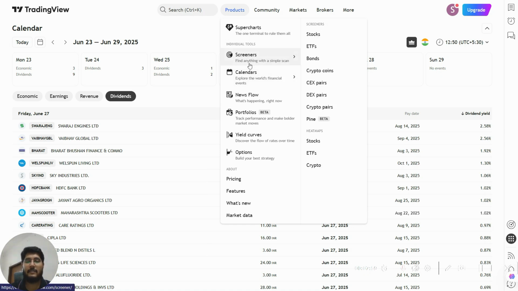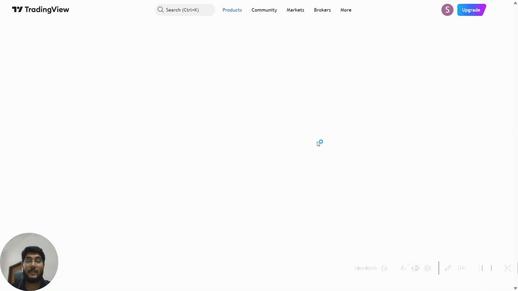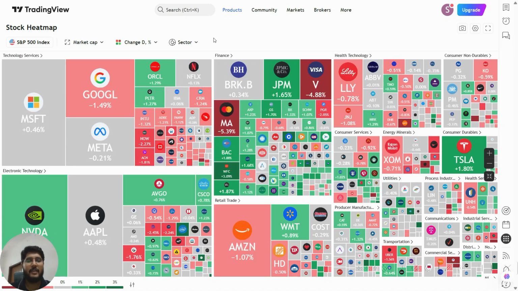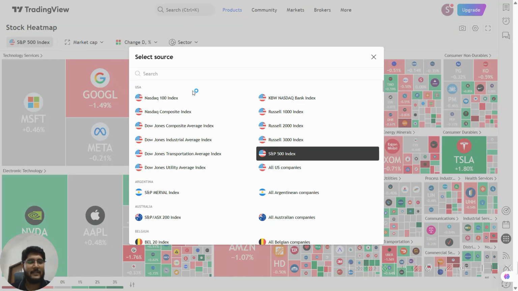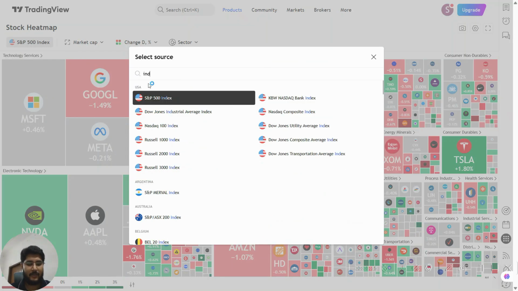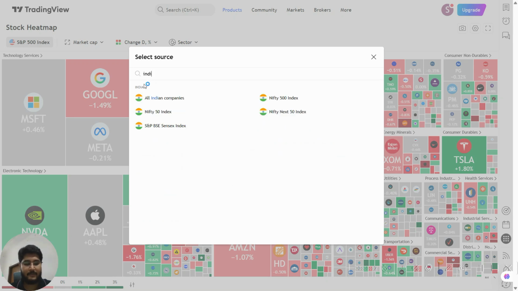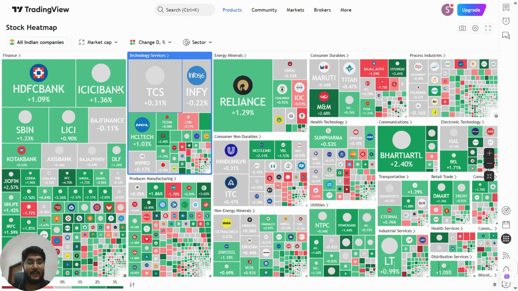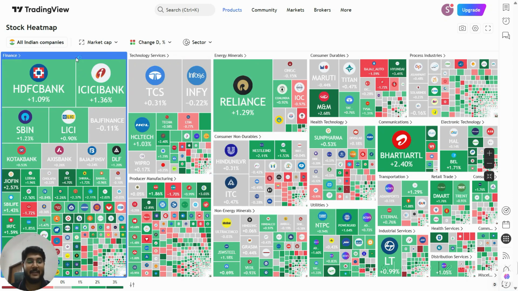Another interesting thing that I want to show you is a heat map. Now, what's a heat map? Let's go to the stock heat map and then let you know what is this. So here you will see, if we go to, I'll just quickly change and write India over here, and we select all Indian companies. Now you see what has it done?